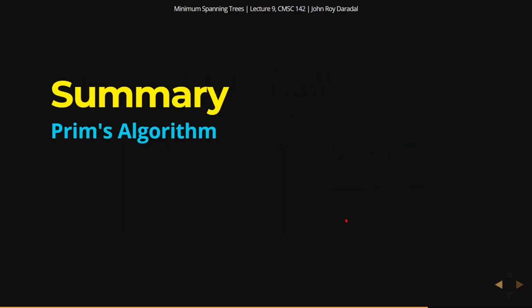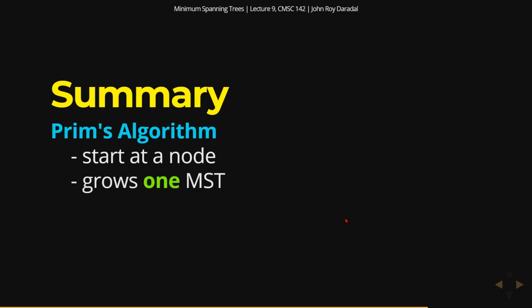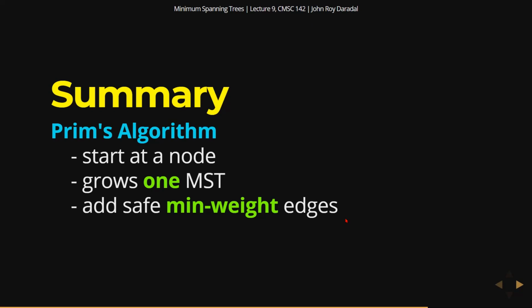So to review, Prim's algorithm starts at a certain node, and then it will grow the MST. So it only keeps track of one MST. It will grow it one edge at a time, and it will add the safe min weight edge. The valid edges are those wherein one endpoint is already part of the tree, the other endpoint is not yet part of the tree, and then out of those valid edges you pick the min weight edge, that is the safe edge.